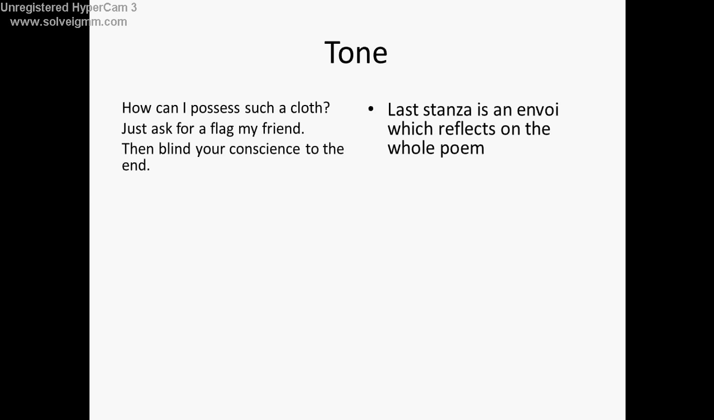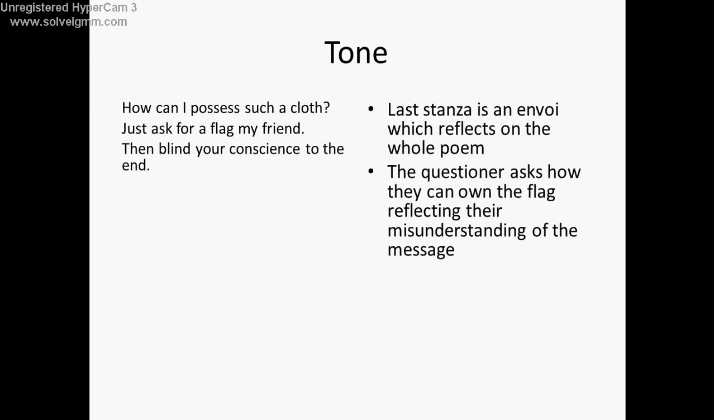Now, this last stanza is an envoy, and an envoy is a final stanza of a poem that either addresses the reader or reflects on the poem that has preceded it. And this is the case in this poem. The final stanza reflects on the 4 stanzas that have preceded it. In this stanza, the questioner asks how they can own the flag, and this shows that they've pretty much misunderstood the poem as a whole.